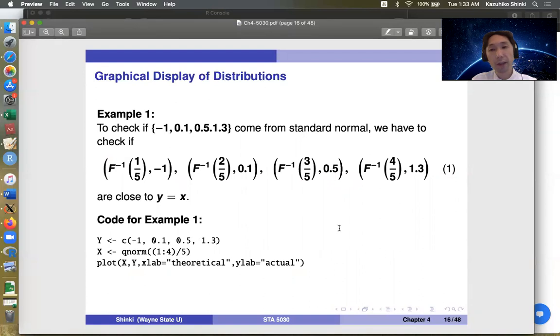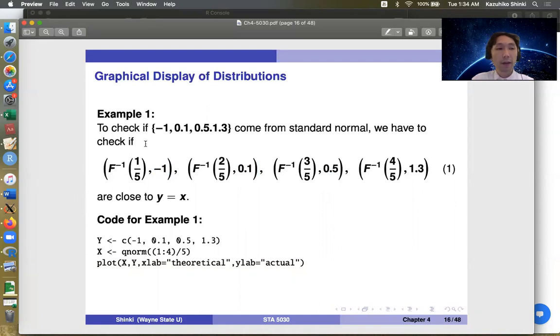We start with an example. Suppose that we observed 4 observations: -1, 0.1, 0.5, and 1.3. We would like to see if these observations come from a normal distribution, whether such an assumption is plausible or not. By the definition of QQ plot, we plot these 4 points. These are the ordered observations, -1, 0.1, 0.5, and 1.3. And the x coordinates are F inverse of 1/5, F inverse of 2/5, 3/5, and 4/5.